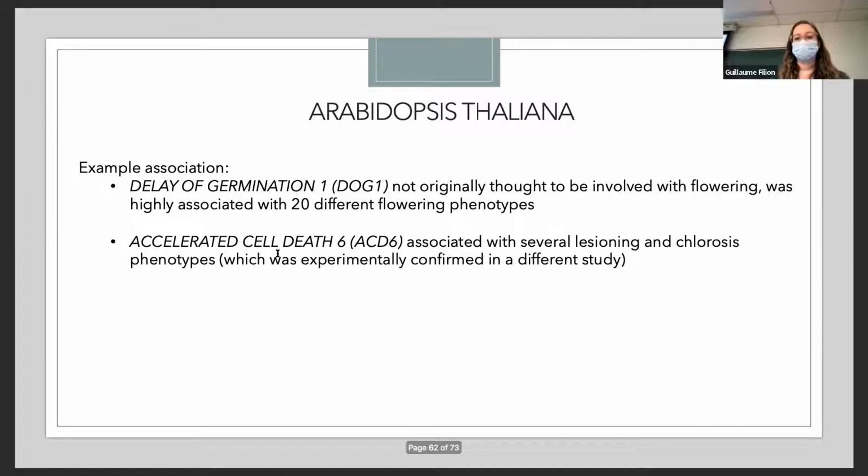Okay, two other examples from this same study. Like I said, it was a really big study. They did a lot. This one was unexpected, they had said. So the delay of germination 1, DOG1, was not originally thought to be involved with flowering, but was highly associated with 20 different flowering phenotypes. So this was a bigger result that they had found. And then ACCELERATED CELL DEATH 6 they found to be associated with several lesioning and chlorosis phenotypes. And this was in fact experimentally confirmed as well.